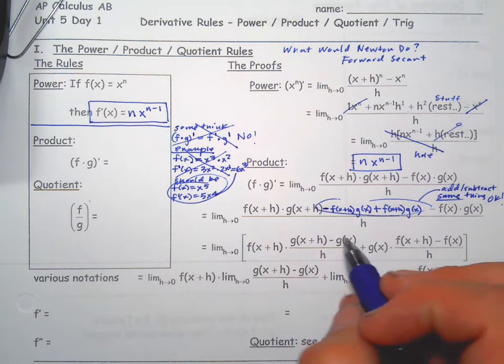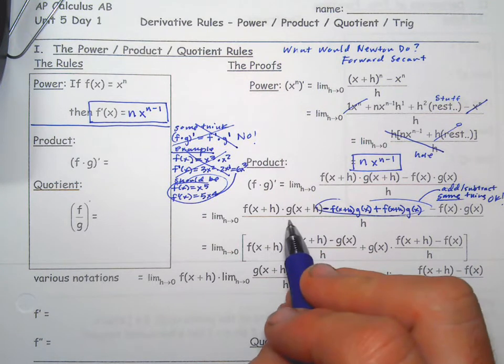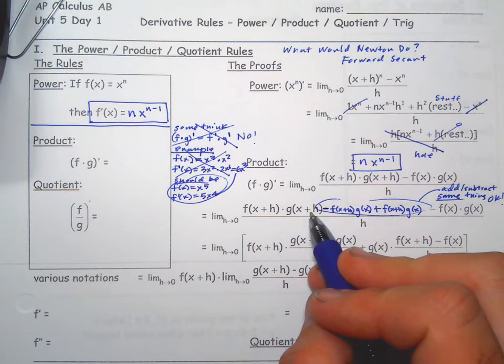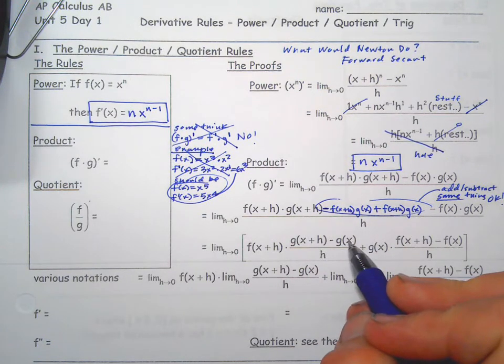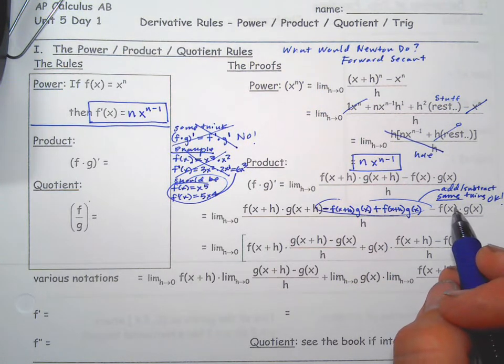Okay, so I'm going to bring this f(x+h) out of both of these. There's a g(x+h) and a g(x). I'm going to, let's see.